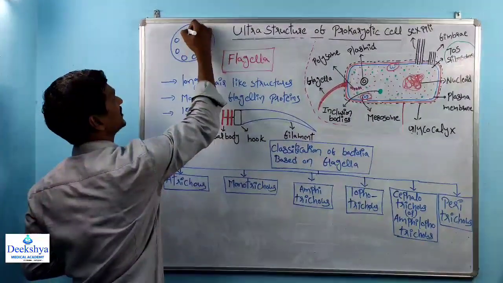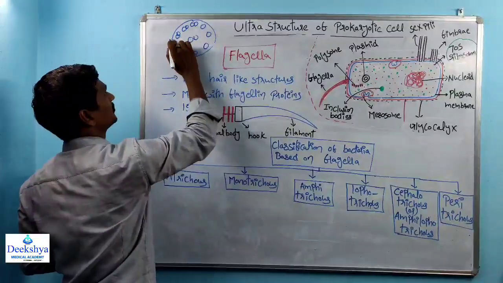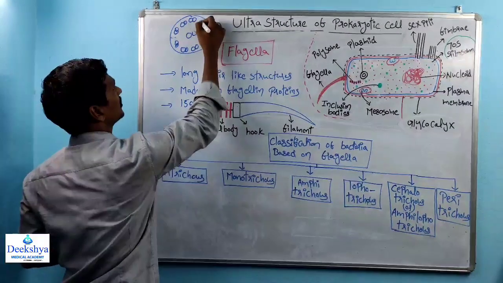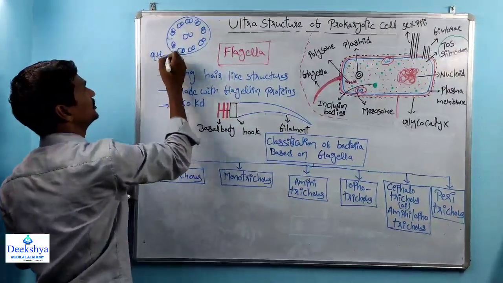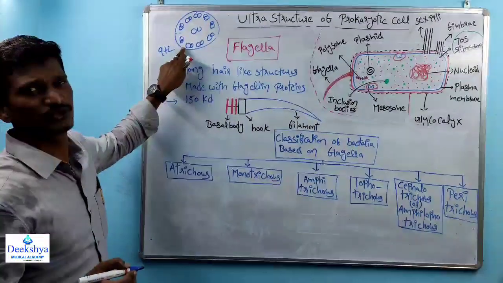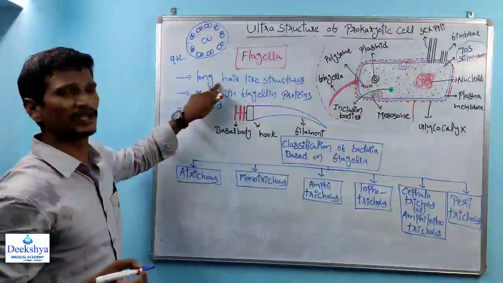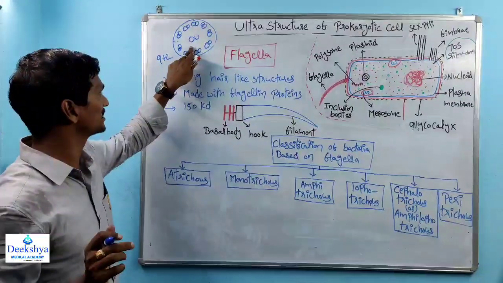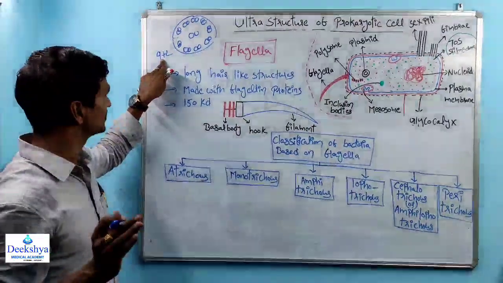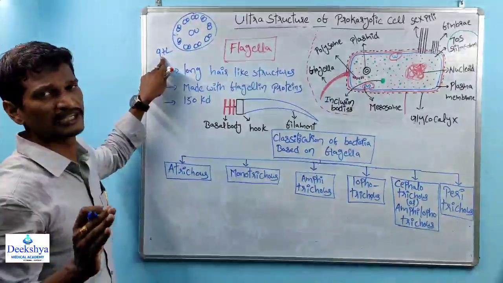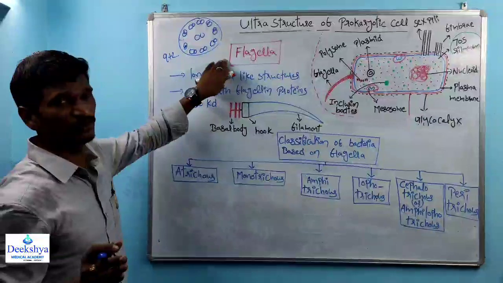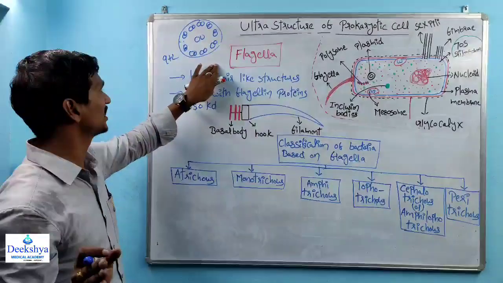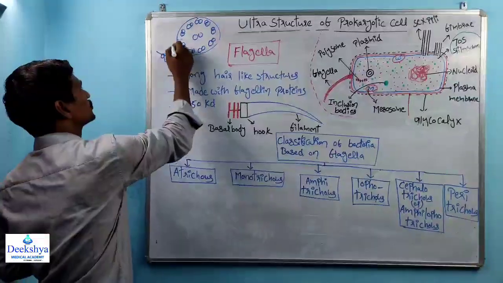Actually, the peripheral ones are doublets. In eukaryotic flagella, a 9 plus 2 arrangement is present inside the flagella structure. But in prokaryotic flagella, there is no 9 plus 2 arrangement. Here we are talking about prokaryotic flagella, and the prokaryotic flagella do not show the 9 plus 2 arrangement.